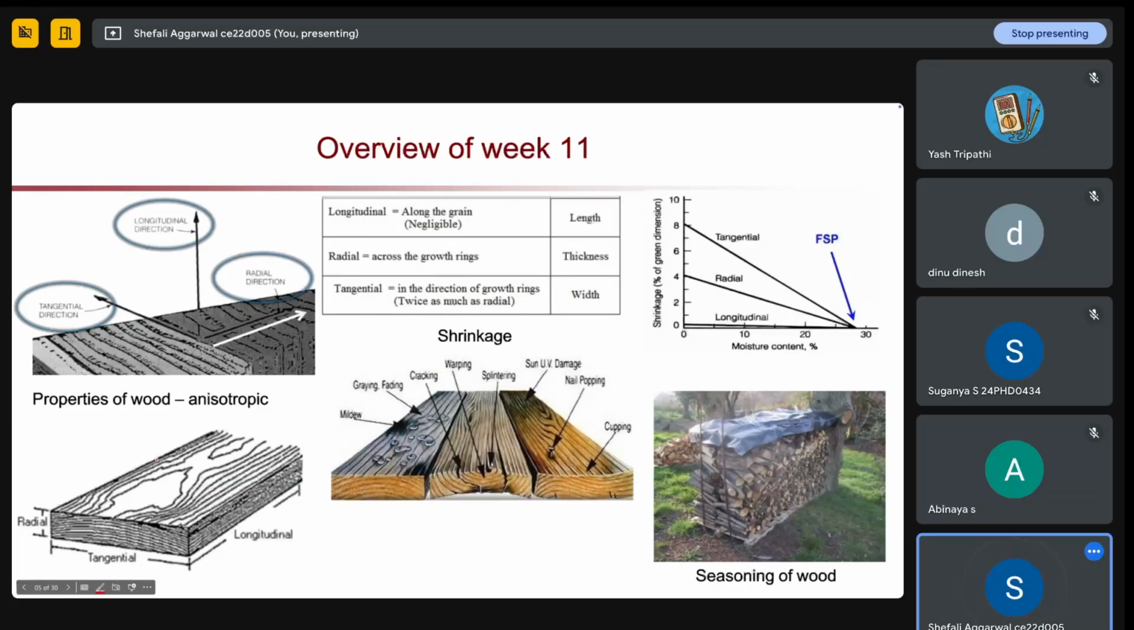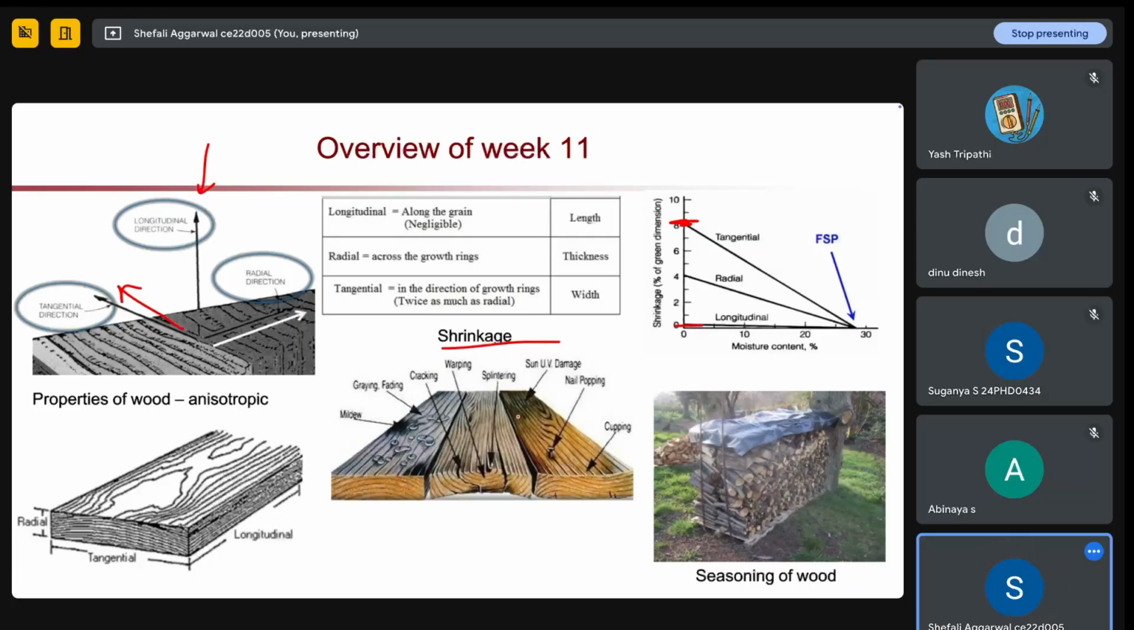As we have talked about, we have 3 directions of wood. Radial direction, when we are coming from center to corner or corner to center. When we are seeing from the top, it is called the longitudinal direction, and from the side view it is called the tangential direction. Now, how do different properties vary in these three directions? First thing is shrinkage. Shrinkage along the tangential direction will be the highest, and along the longitudinal direction the lowest.